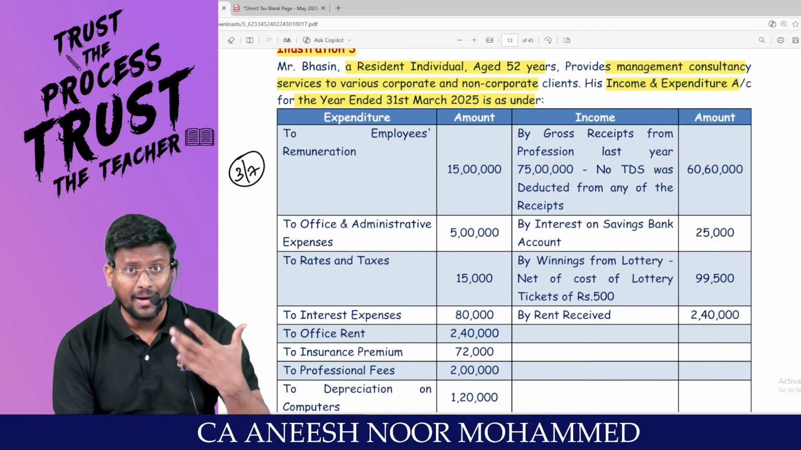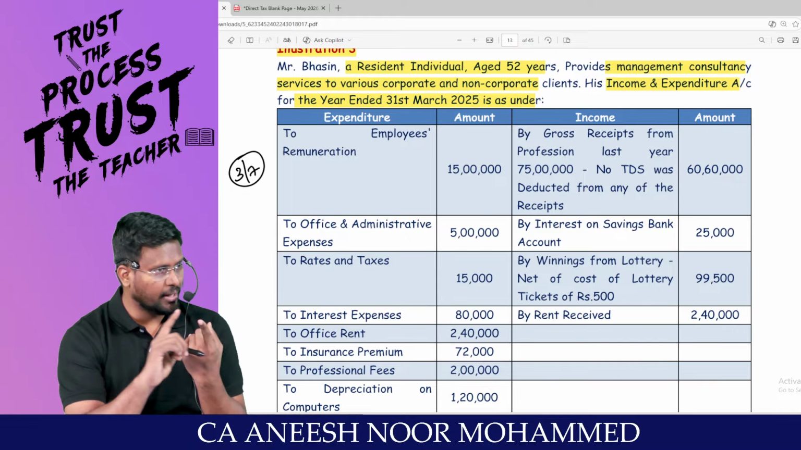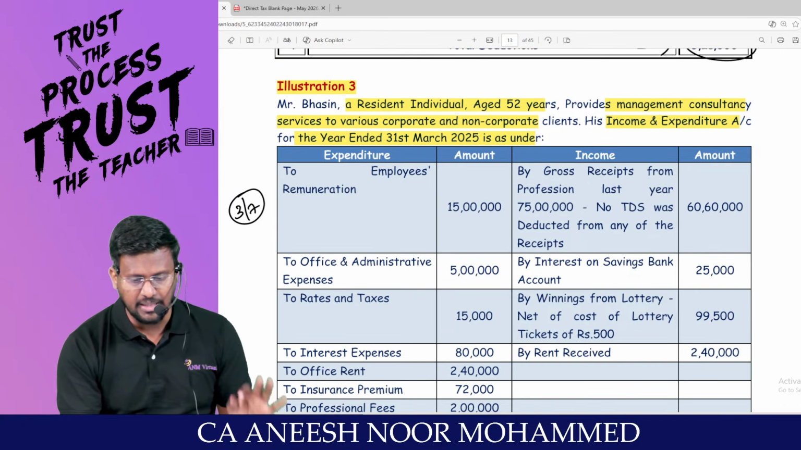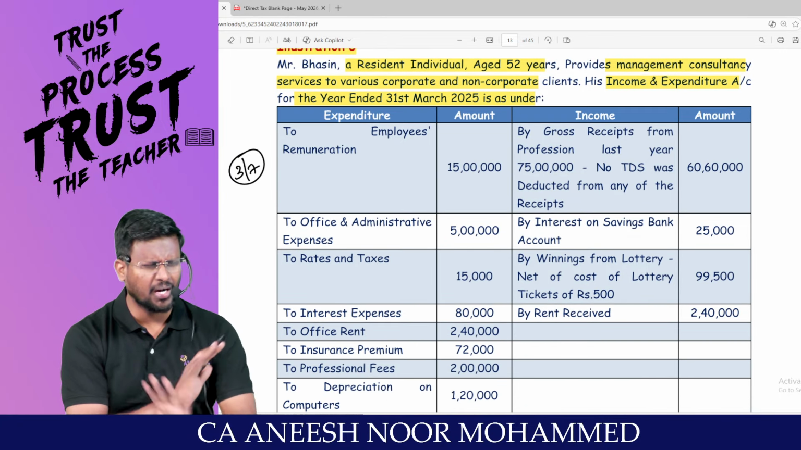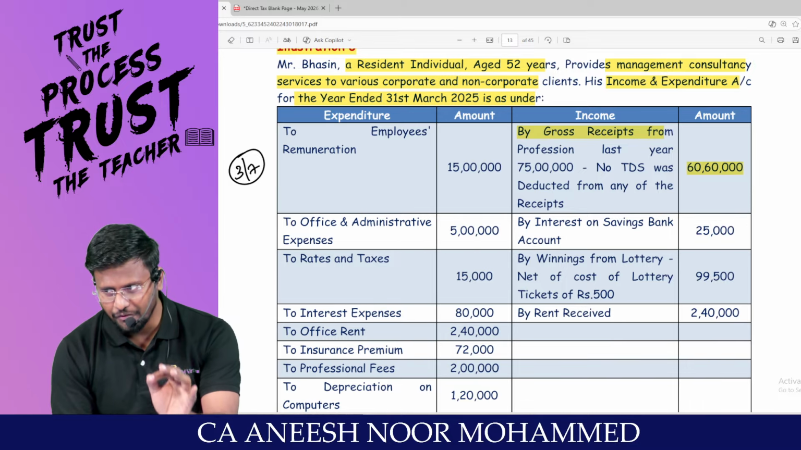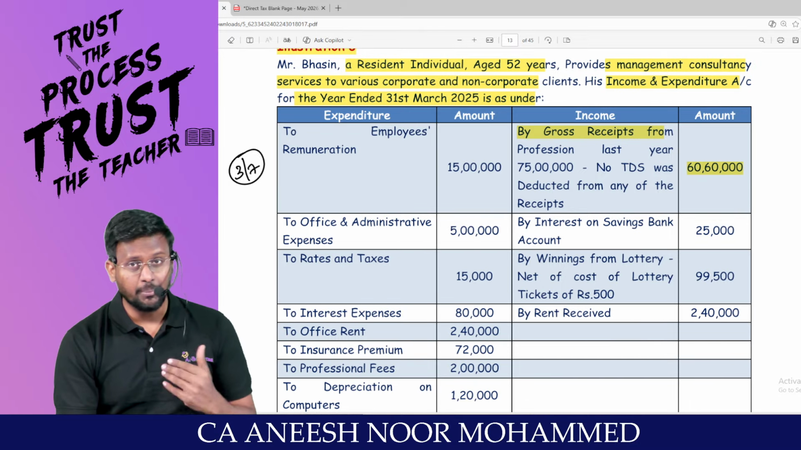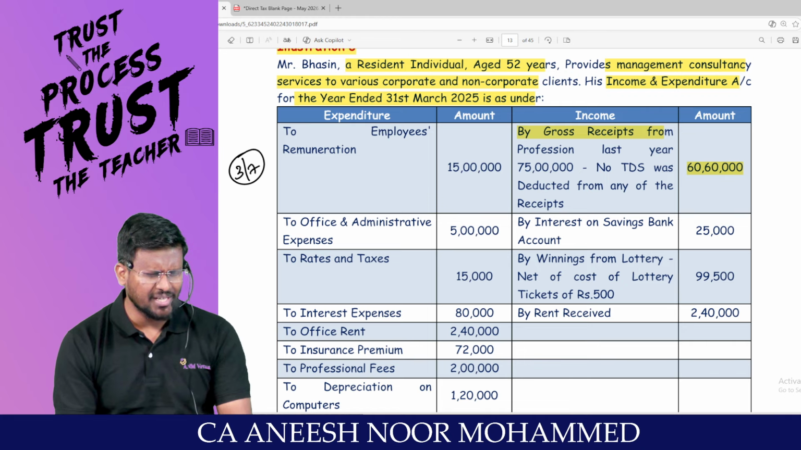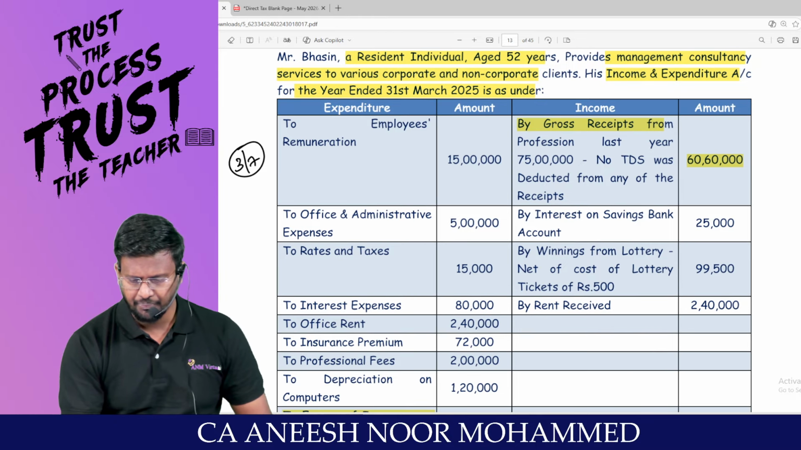The third variety I am showing to you. One P&L is shown. One receipts and payments account is shown. The third variety is the income and expenditure account. It's equal to the P&L account. Gross receipts are 60 lakh, which is more than 50 lakh. That's the highlight. That means don't scratch your head with presumptive taxation. Just calculate as per the normal provisions.